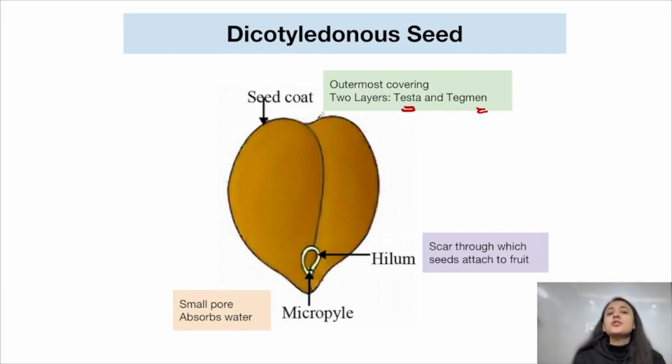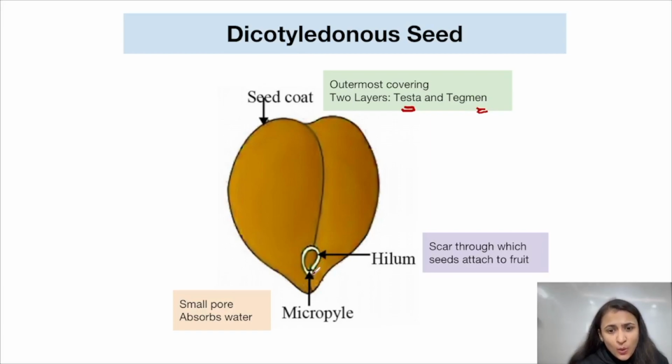Seeds are attached to the fruit via a region, right? And when the seeds detach from the fruit, a scar is left on the seeds. This scar is the region through which the seeds were attached to the fruit. So this is the point of attachment. Hilum is the point of attachment of the seeds to the fruit.